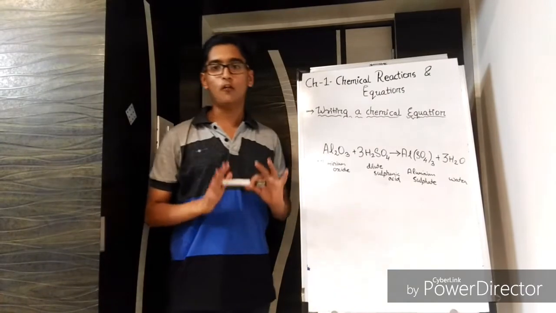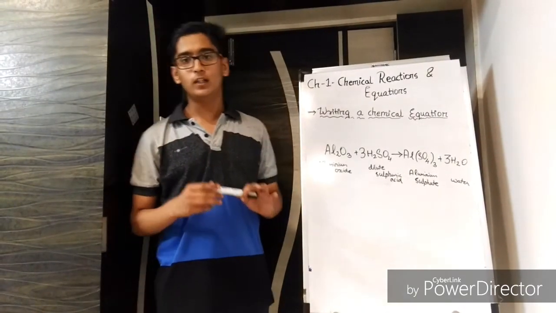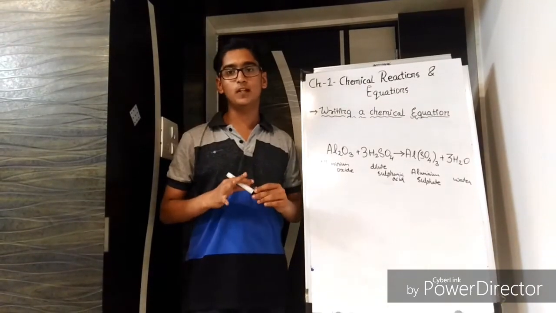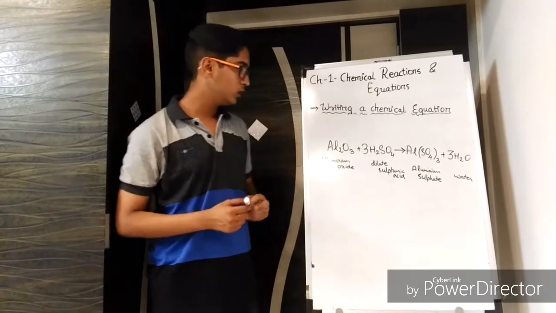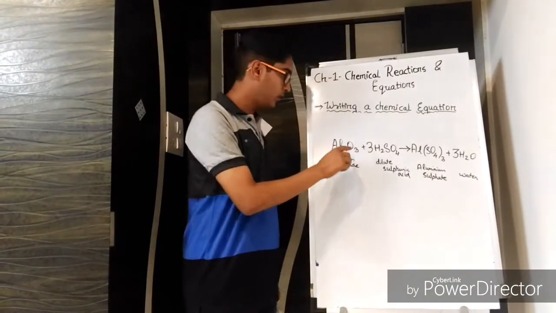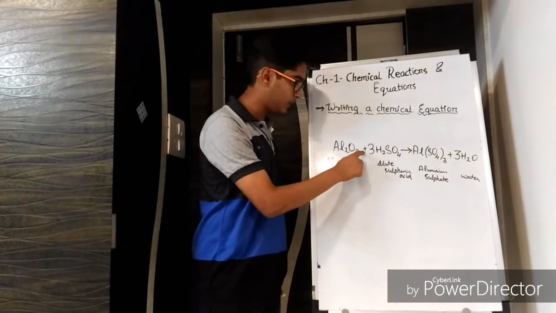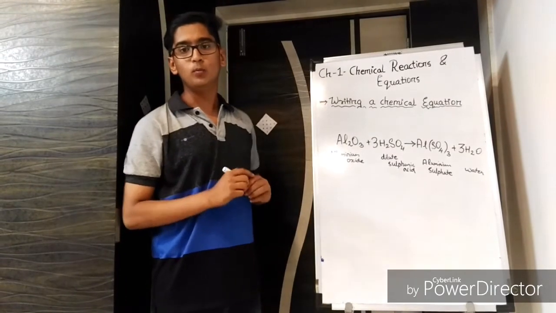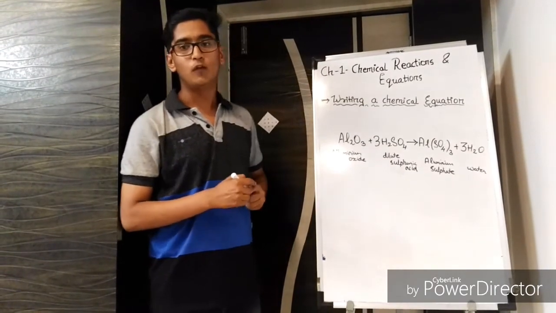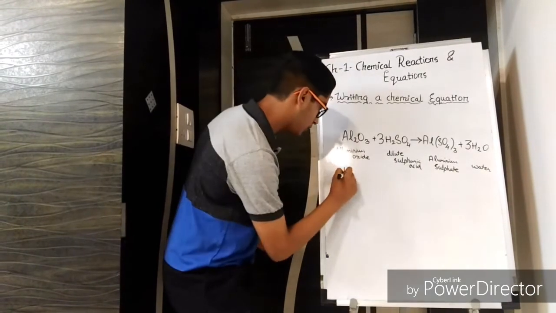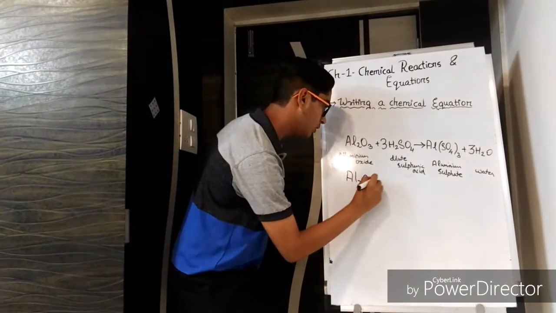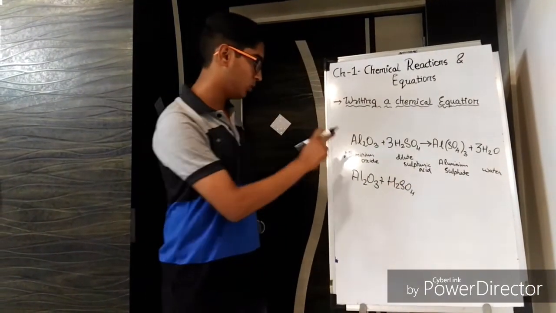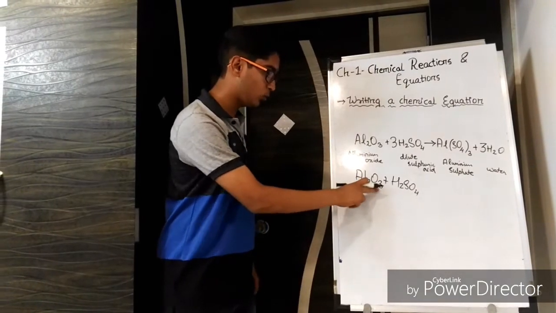Symbols and formulas of reactants are written first on the left hand side. If there is more than one reactant, then a plus sign is placed between the different reactants. Over here we have more than one reactant, so a plus sign is placed between the two reactants. Aluminium oxide and dilute sulfuric acid, for instance, are written as Al2O3 plus H2SO4.